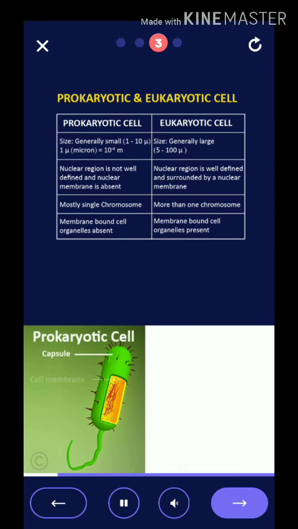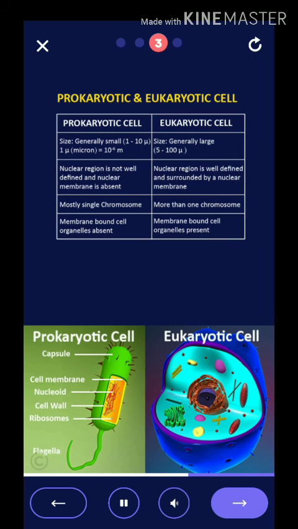Prokaryotic and eukaryotic cell. Prokaryotic cells are generally small, ranging from 1 to 10 microns. In these cells, the nuclear region is not defined, and the nuclear membrane is absent. They mostly possess a single chromosome dispersed in the cytoplasm. Membrane-bound cell organelles are absent in these cells. Example: bacteria and cyanobacteria.